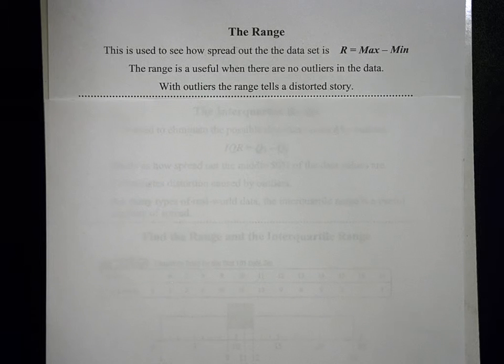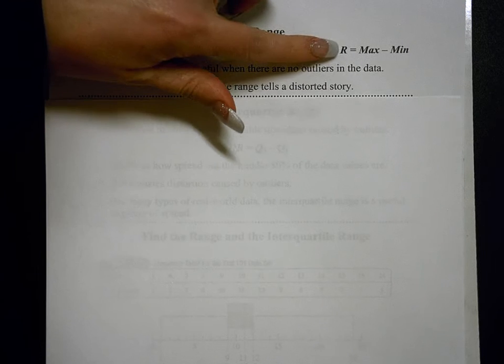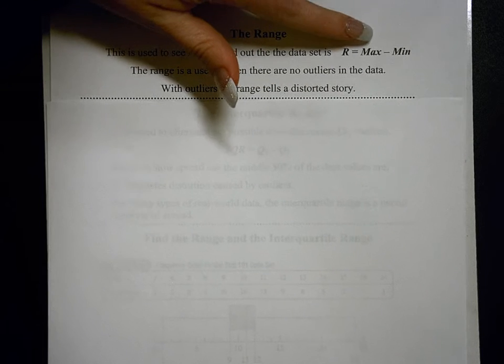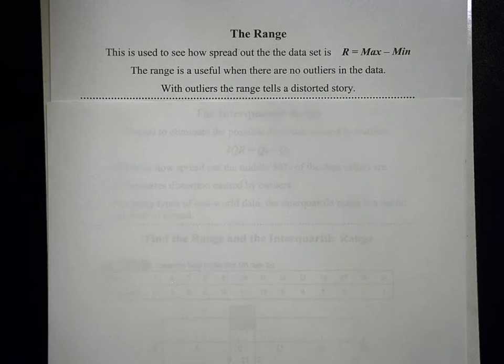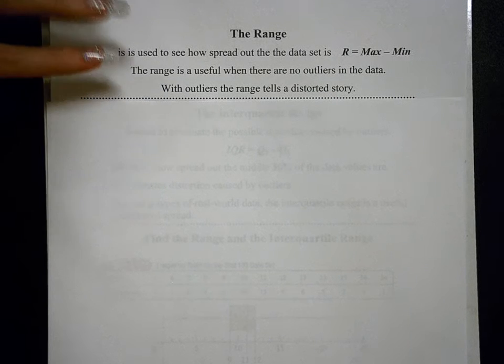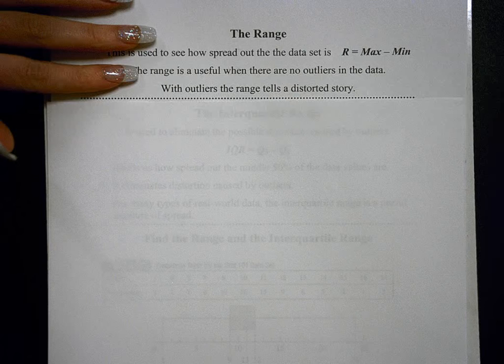The next concept we are going to discuss is the range. This is used to see how spread out the data set is. The range is found by taking the maximum data point and subtracting it by the minimum data point. The range is useful when there are no outliers in the data. But when there are outliers, the range tells a distorted story.